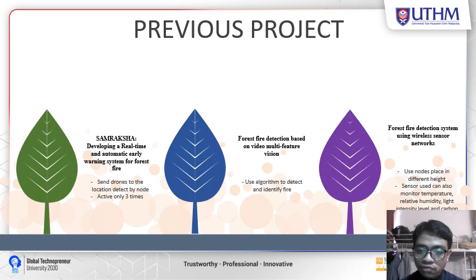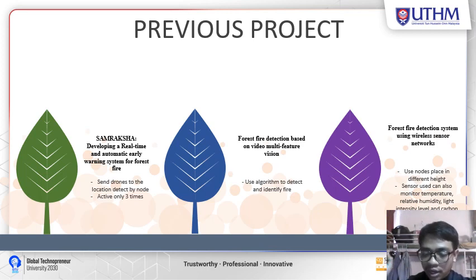So the third one is forest fire detection system using wireless sensor networks. This one uses nodes to detect heat, and its shape is spherical. The nodes are put at three different heights.